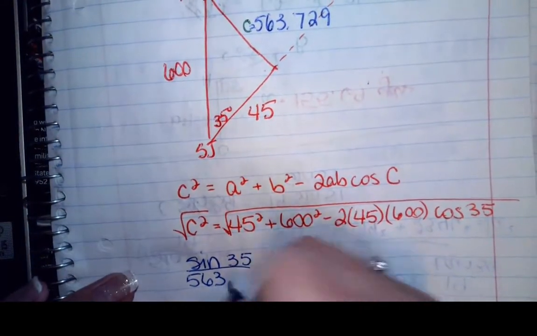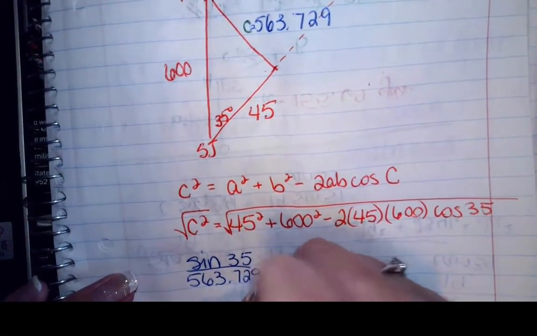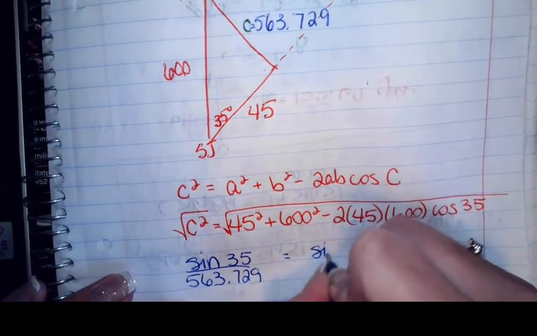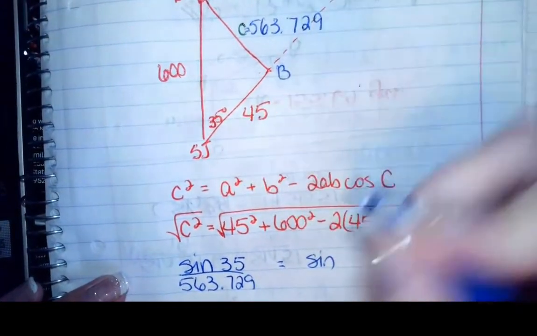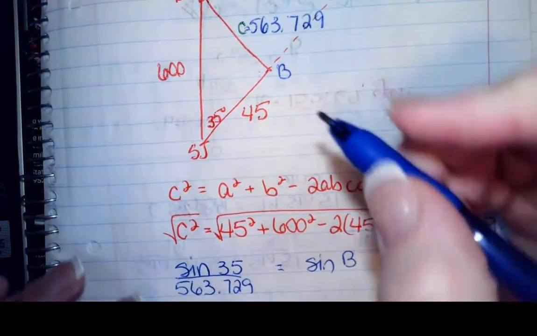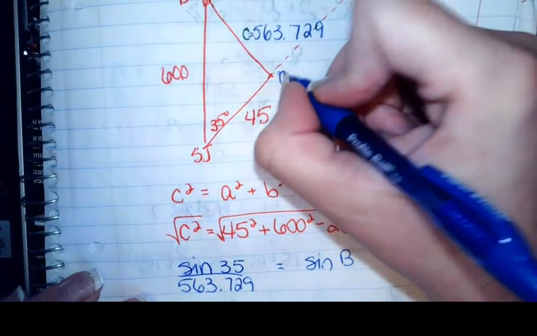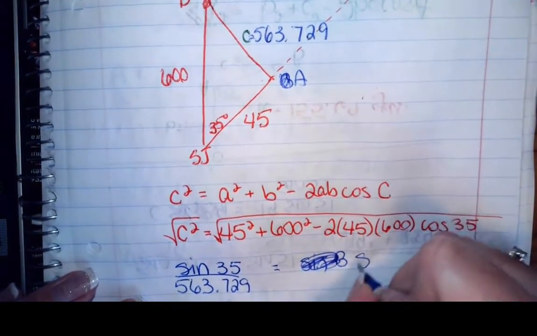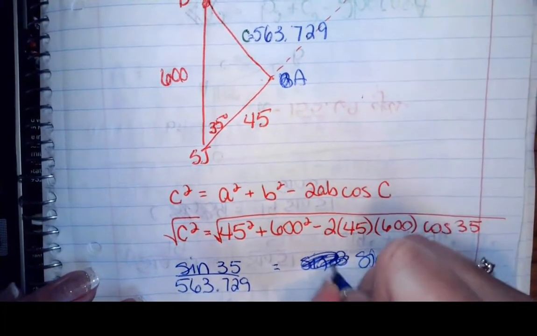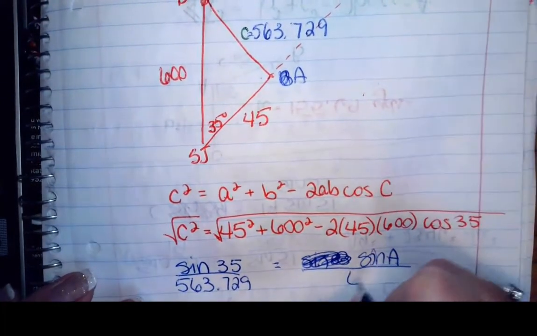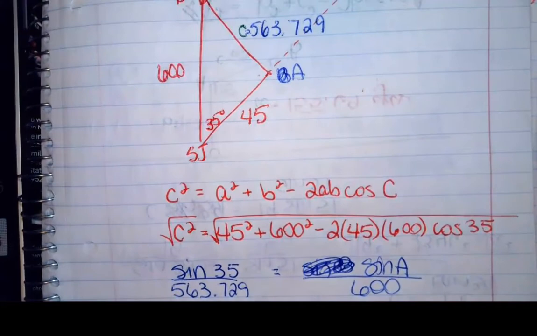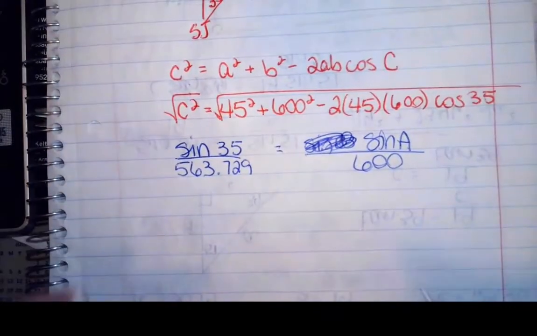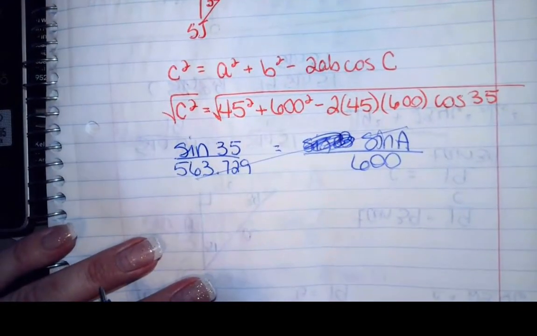So we've got that 563.729 equals the sine of, we'll say big B. Ooh, no, because that was Barbados. All right, we'll say the sine of big A, not that it matters, the sine of big A over 600. Okay, I assigned that to Barbados. You can't do that. So I'm going to cross multiply.